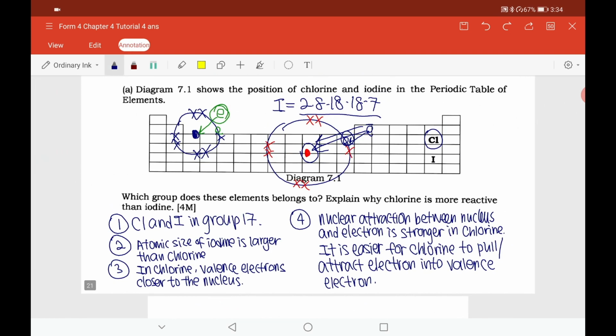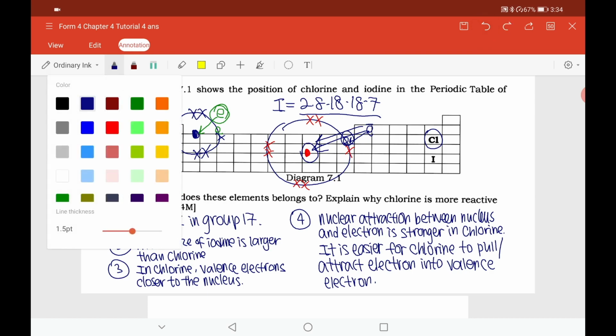So you see, I have a total of 4 points here: point 1, point 2, point 3, and point 4. This is how I can score 4 marks for this question. Okay, next one.